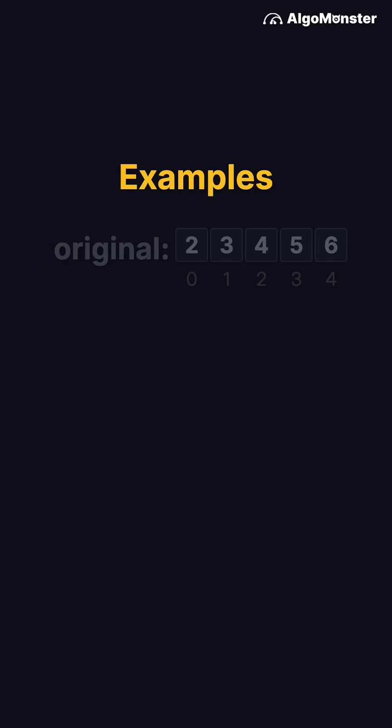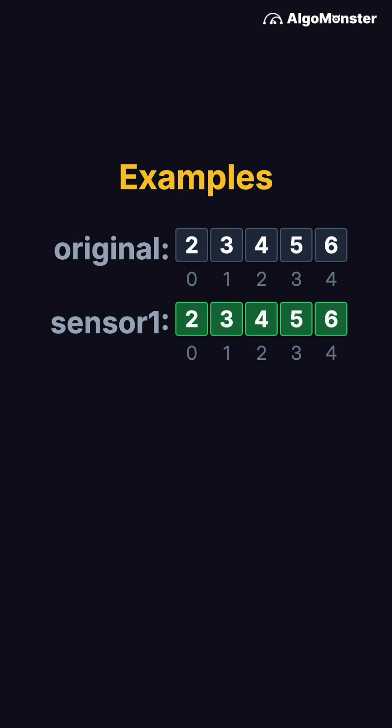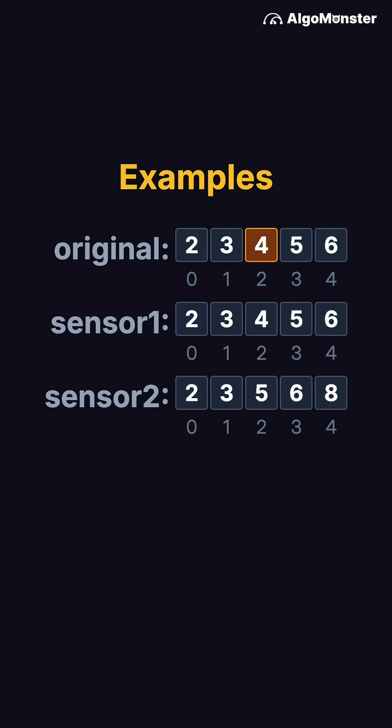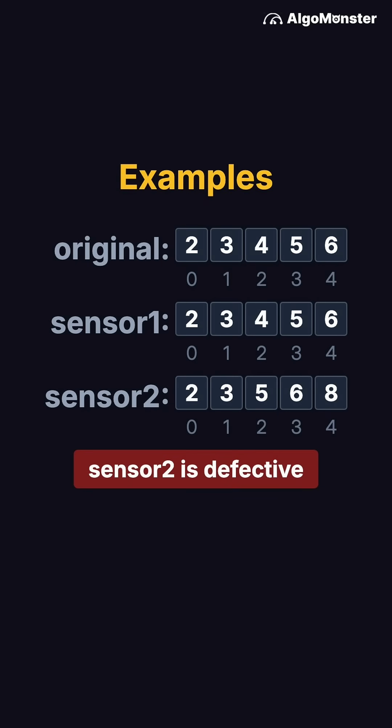Here's an example. The original data is 2, 3, 4, 5, 6. Sensor 1 reads it correctly, 2, 3, 4, 5, 6. But sensor 2 drops the 4. Everything shifts left, giving 2, 3, 5, 6, and the last spot gets a random 8. So sensor 2 reads 2, 3, 5, 6, 8.